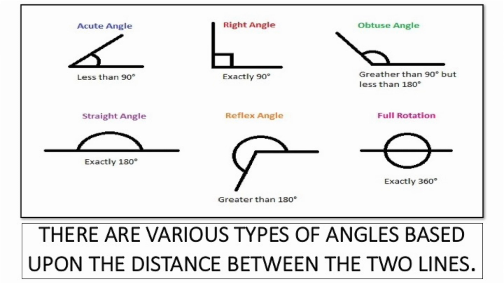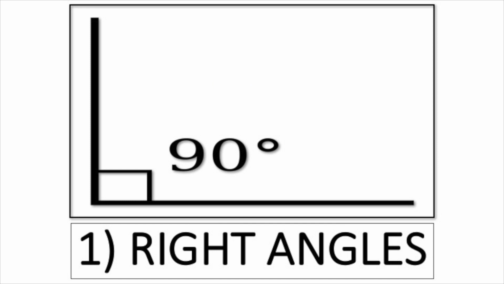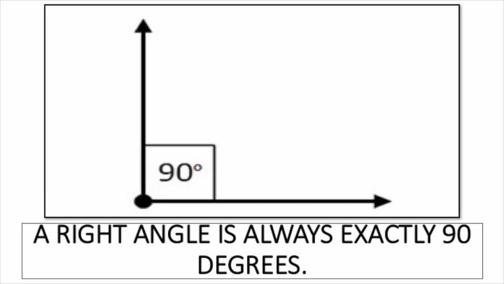There are various types of angles based upon the distance between the two lines. Yes, like the exercise we did earlier, based upon the size of an angle with degrees, we can tell what type of angle it is. And we can see all the different types of angles here that we've learned already. Right angles. A right angle is always exactly 90 degrees. Can't be more and can't be less. Always has to be 90 degrees.